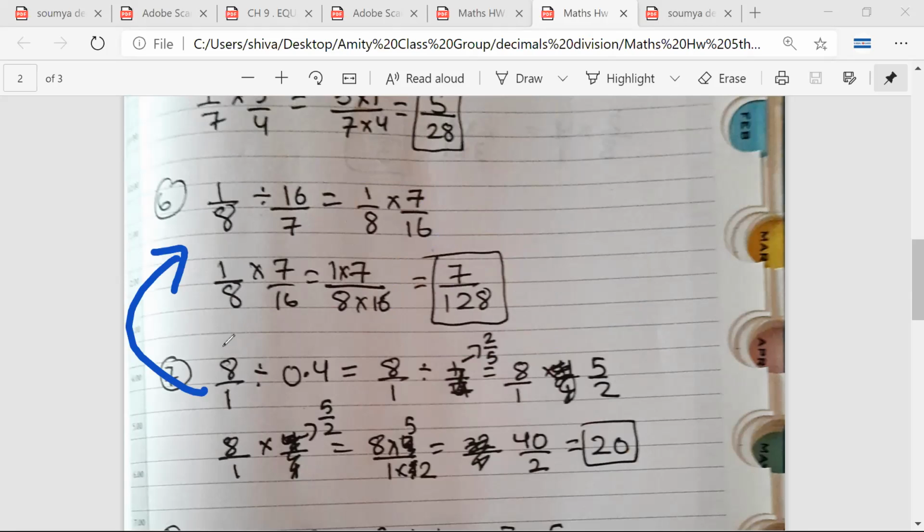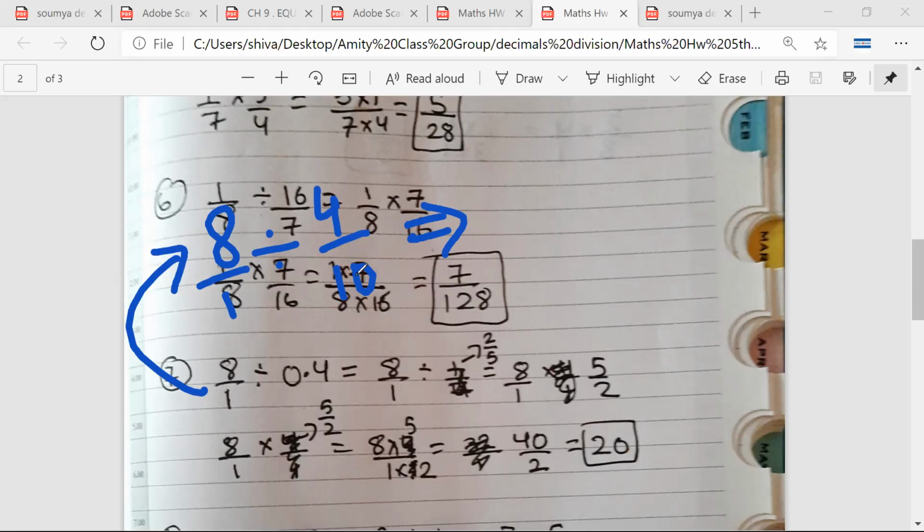Seventh question. Okay. So 8/1 divided by 0.4 will be 8/1 into, shabash, 4/10. Shabash. This will be equal to? Which will be 8/1 into 4/10. Let's see, 8/1 divided by 4/10, is it okay? Yeah. What should I do next?